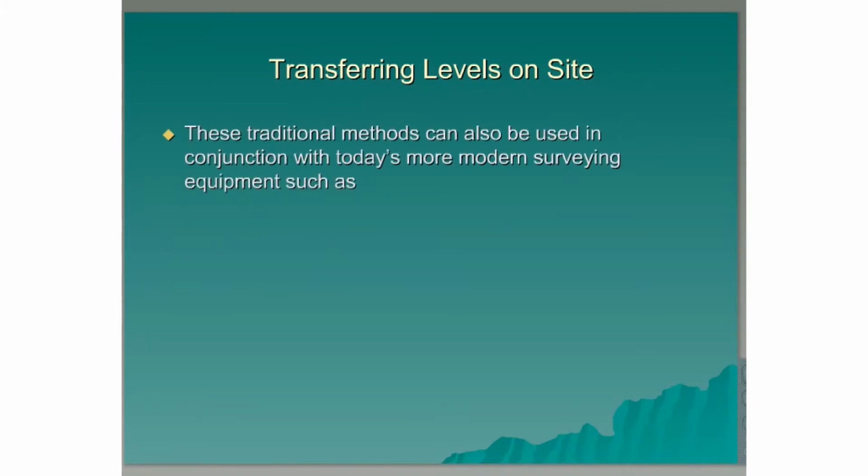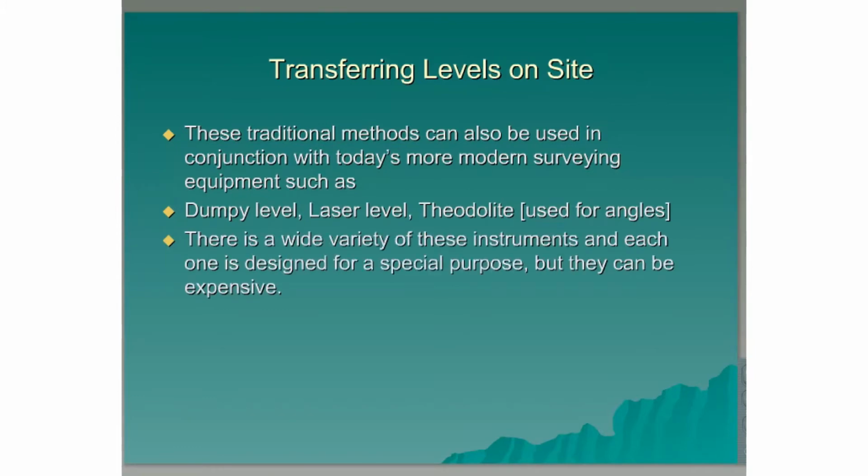So these traditional methods can also be used in conjunction with today's more modern surveying equipment such as the Dumpy level, laser level or theodolite, which is used for measuring angles also. There is a wide variety of these instruments and each one is designed for a special purpose, but they can be expensive.